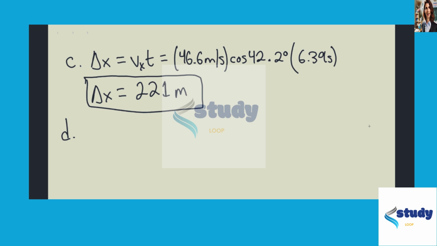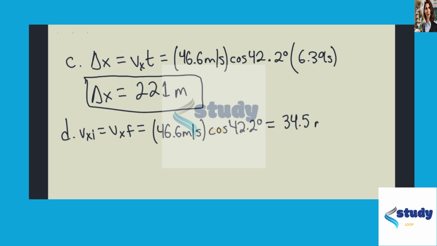And finally, for D, we want to find essentially the final velocity. We know that the velocity of the projectile 1.5 seconds after firing is going to just simply be the vector sum of the horizontal velocity and the vertical velocity. So for the horizontal, Vx initial, which equals Vx final, because there isn't any acceleration in the x direction, this would simply be 46.6 meters per second cosine of 42.2 degrees. This is giving us 34.5 meters per second.